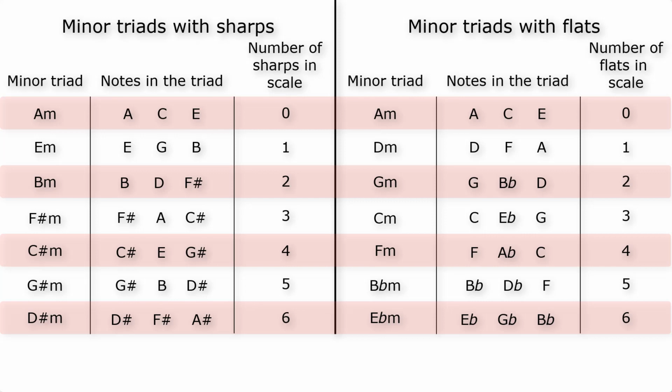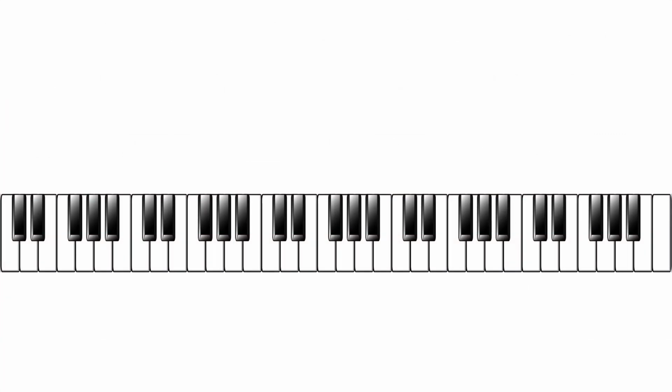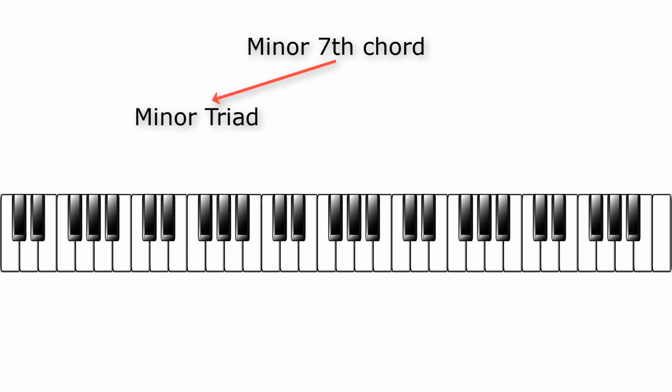Let's move to the 7th chords. Now, I will start with the minor 7th chord. And the minor 7th chord is very easy. It's just a minor triad, and you add the 7th note of the natural minor scale, which is the minor 7th.